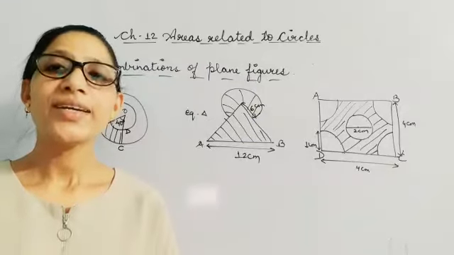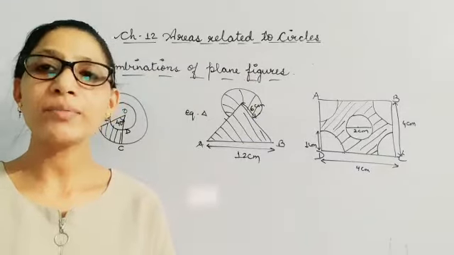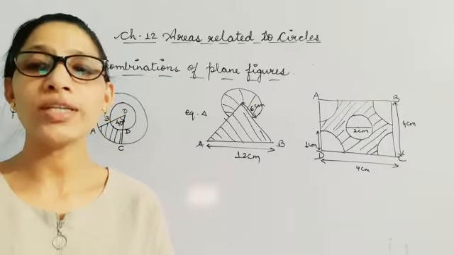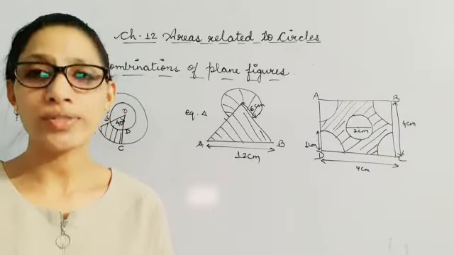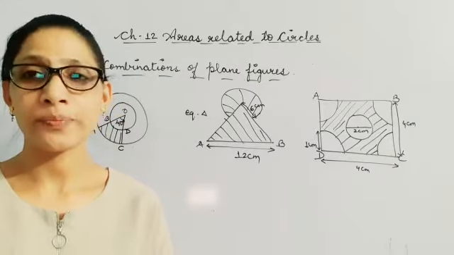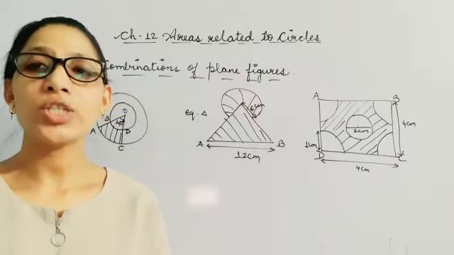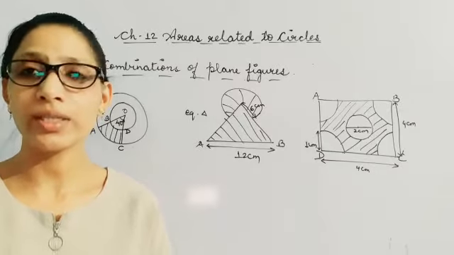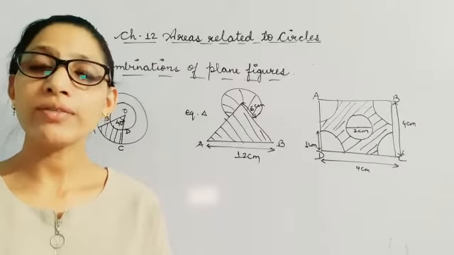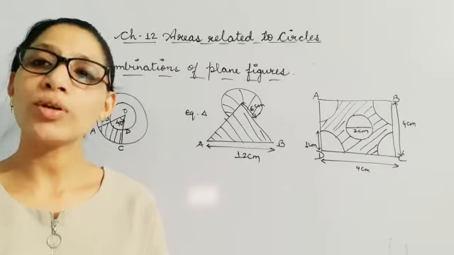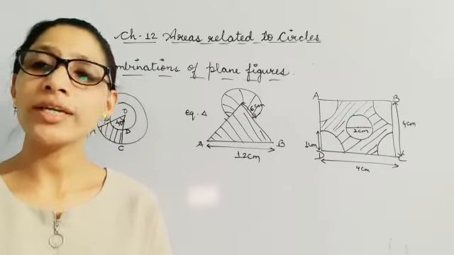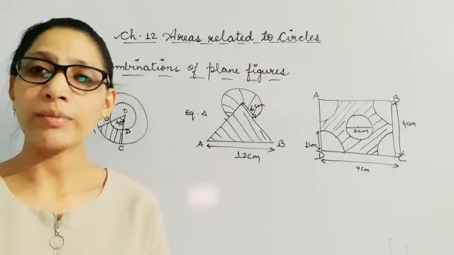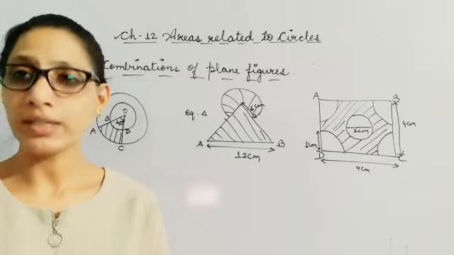Hi everyone. In the previous video we have learnt about sectors and segments, and we have also learnt the formulae to find out the area of sector and area of segment. If we are given just one figure, then we can directly apply those formulae and calculate the answer. But if you are given a combination of two or more figures, then how are you going to find out the area of the given sector or segment? In this video we will be learning it.